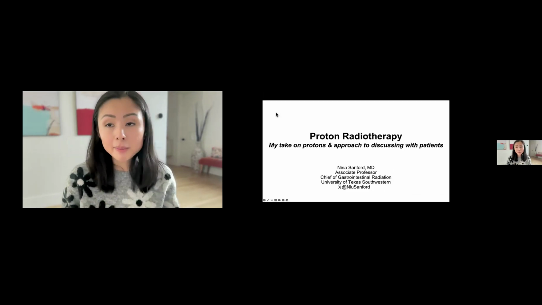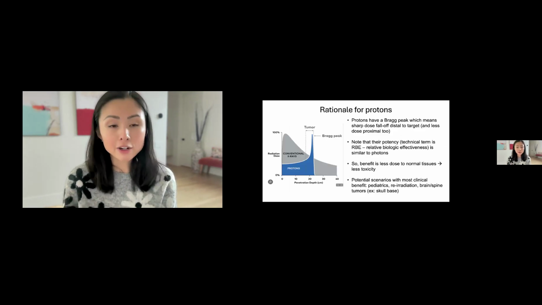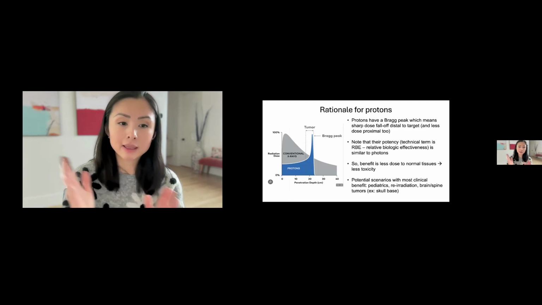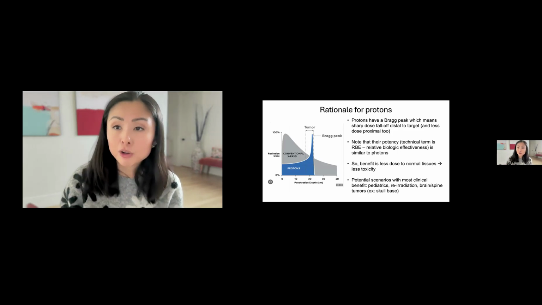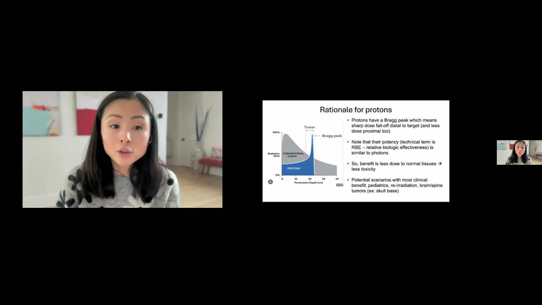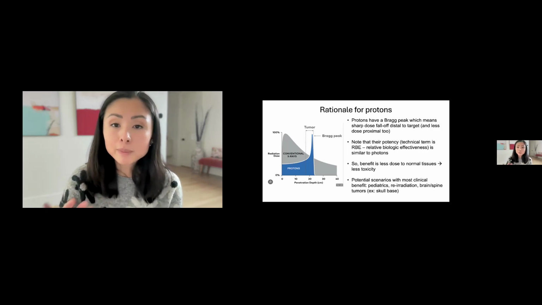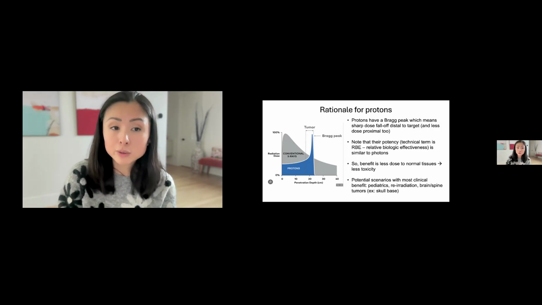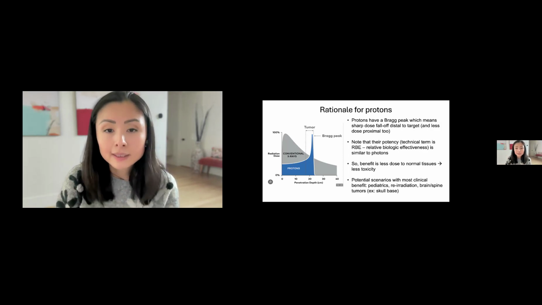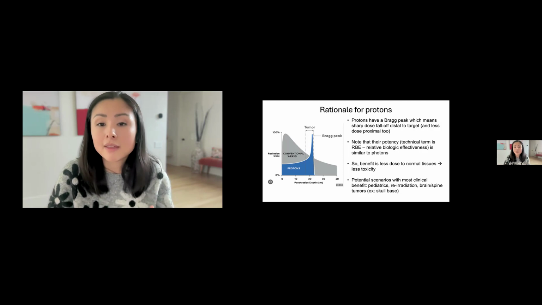Okay, this is proton radiotherapy, my take, and an approach to discussing with patients. So first, what is the rationale for protons? So let's just look at the figure on the left. On the y-axis is radiation dose, and on the x-axis is the penetration depth, or you can think about that as depth in the skin. So you can see right away that protons have this sharp peak, that's known as a Bragg peak, which means that they have a sharper dose fall-off distal to your tumor target, and also less dose proximal to their target too. They're more precise. Note, however, that their potency, and the technical term for that is relative biologic effectiveness, is similar to photons. So they're not more potent than photons.